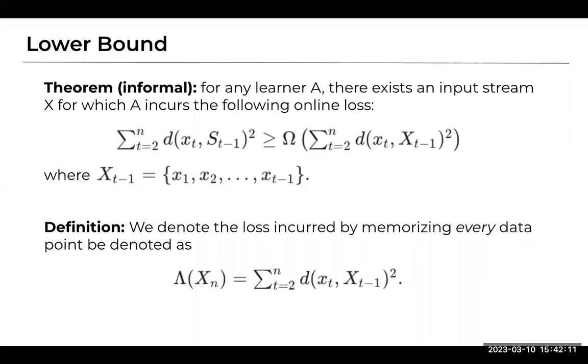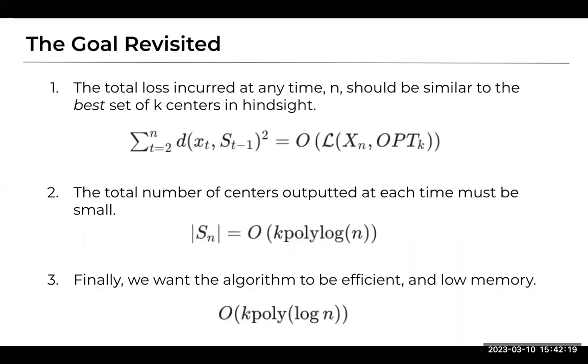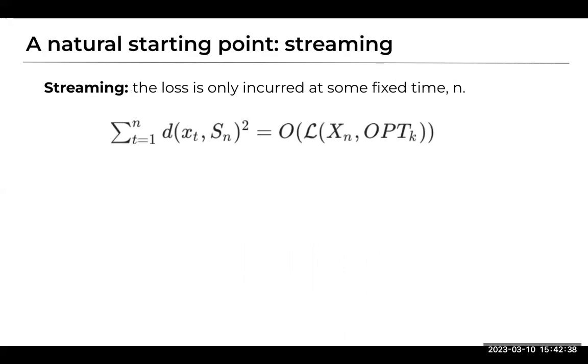And so when you keep that in mind, we can adjust our goal. Our goal originally was to be within a constant factor of the best K centers in hindsight. Now we're going to introduce a term of lambda, which is the thing that memorizes the entire data set. So this is our updated goal. We still want to have K log n centers, and we still want an efficient algorithm. When you make this adjustment, there's a very natural starting point to try to build an algorithm for this setting, which is to build on this huge literature of other online clustering algorithms.